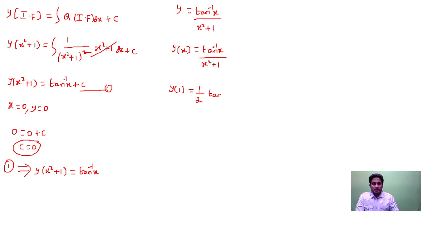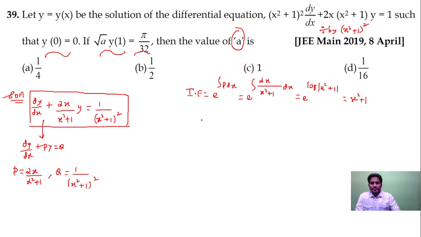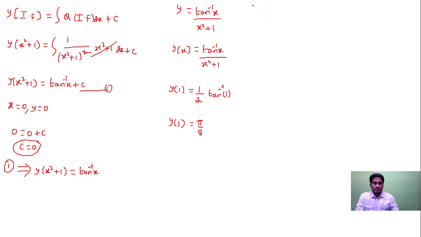then you get tan inverse of 1. Tan inverse of 1 is pi by 4, right? Pi by 4 into 1 upon 2 is pi by 8. So y of 1 is pi upon 8. It's already given in the question that y is equal to y of x. So now, according to the question, root a into y of 1 is equal to pi upon 32.